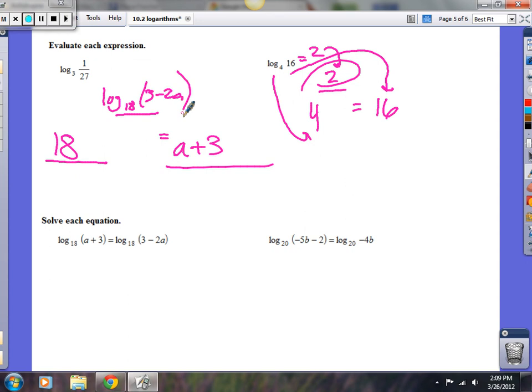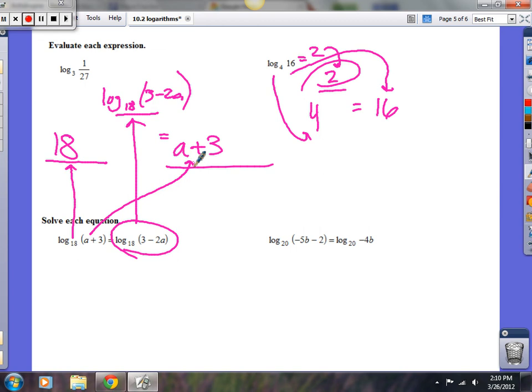Does that make sense? So it's like equal to it? Yeah, the base is 18, to this power right here. This is the exponent, what it's equal to. That is your exponent. That is your base. And this is what it equals. Do you write on there though, the exponent 18, exponent x equals 3 minus 2a? You write it out.